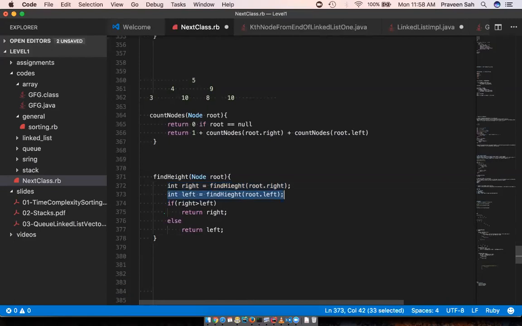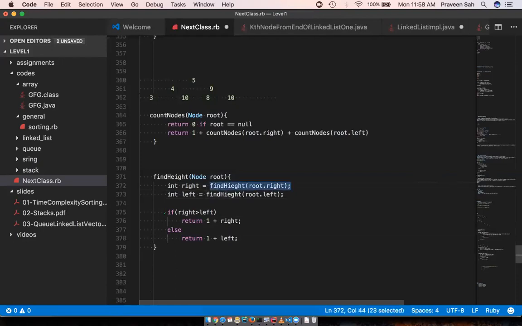We have both things calculated. Now, if right is more, then return right. If left is more, return left. It's not that simple. You have to add one more: one plus right subtree height, and that's it. Is this correct, everyone?